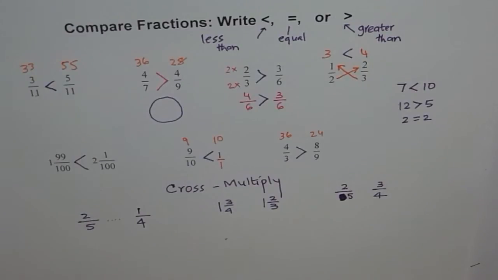Okay. I hope it helps you with how to compare fractions. What will you apply? Cross multiply. Fastest way of doing it. So just multiply this times this and this times this, and get your answer.